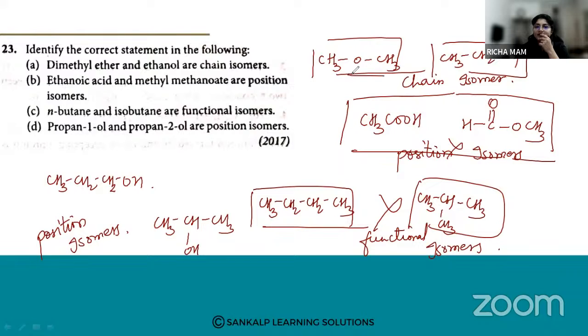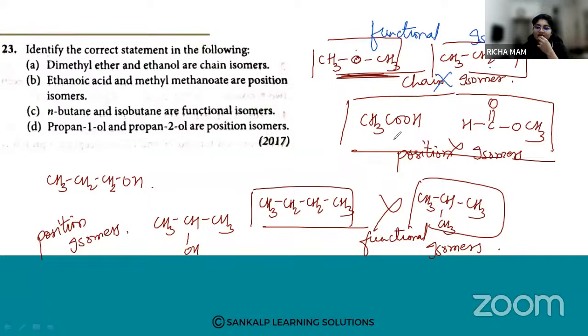Here in this first option, you can see there is a difference in the functional group. These are esters. This is an ether and this is an alcohol. So this is an example of what? It is an example of functional isomer and it is not a chain isomer.